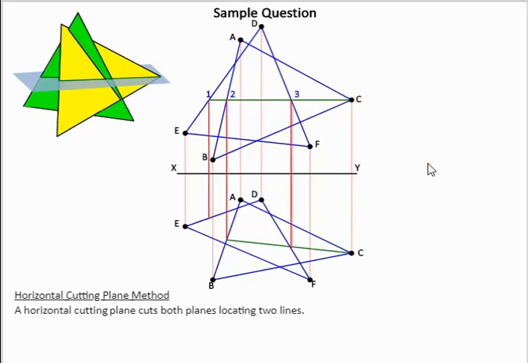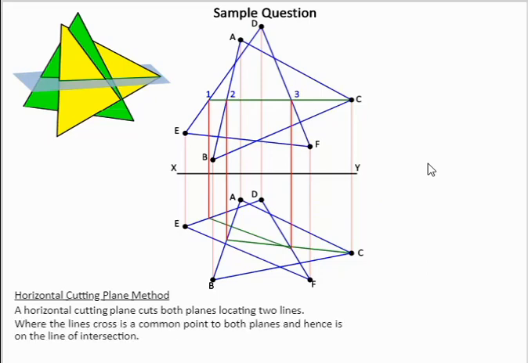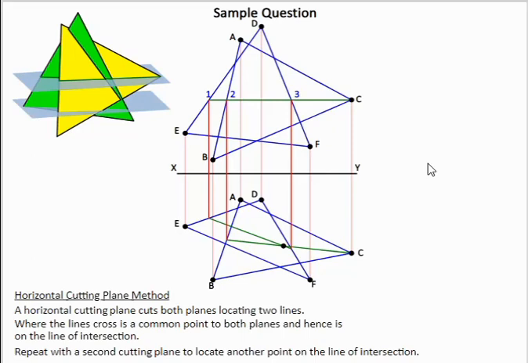Next we bring down point 1, point 2, and where they cross over, that is our point on our line of intersection. Now what we do need to do in this question is find a second point on the line of intersection. So we take another slice across. In this case we're taking a slice across from E.